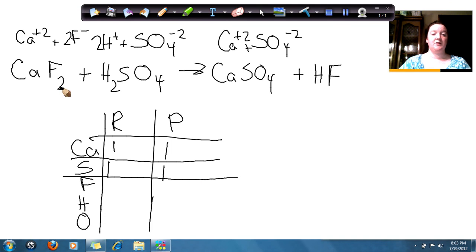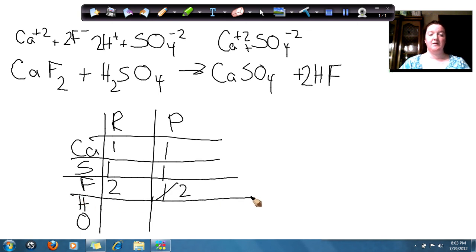If we look at our fluorine, here I have 2 fluorine, but on the other side I only have 1 fluorine. So I need to put a coefficient of 2 in front of the fluorine. So that gives me a 2. So now let's look at the hydrogen. On this side we have 2 hydrogen, and on this side we have 2 hydrogen. Now let's look at our oxygen. On this side we have 4 oxygen, and on this side we have 4 oxygen.